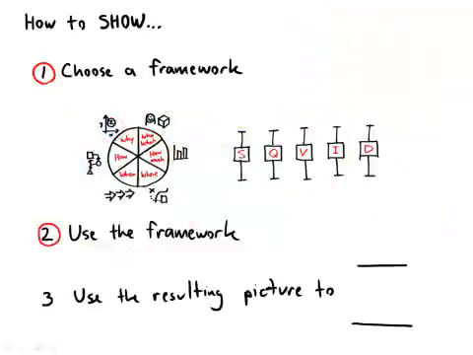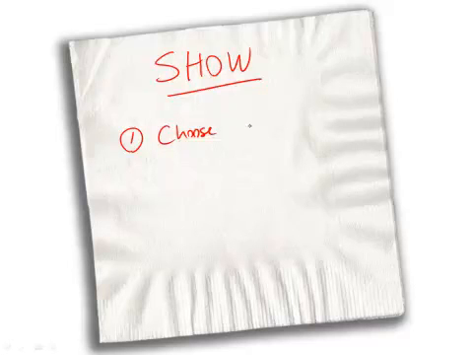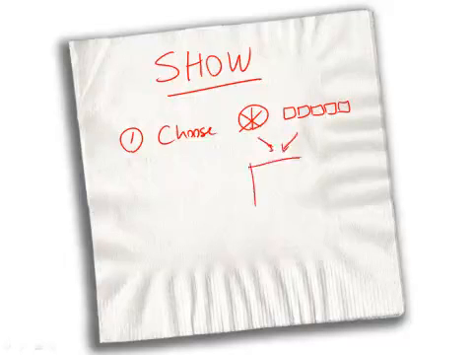And then finally, step 3, of course, is going to be using the resulting picture or pictures, whatever we came up with, to go ahead and show to somebody else and tell. So let's review this first lesson on show with just a couple of key takeaways. Item number 1, how do we show? Well, the first thing we have to do is choose the right framework. Was that the 6x6? Was that the squid? Or was it some combination that allowed us to look at them together?